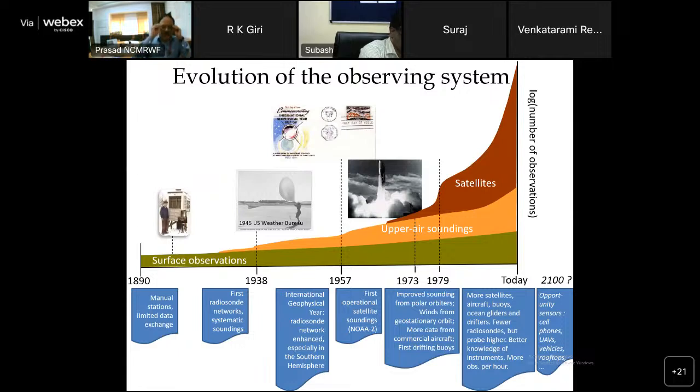If you run a global model, you require observations from all over the globe. This slide shows the evolution of observations, which started in the late 18th, early 19th century. A major boost came in 1973 when satellite data started coming, and this data volume increased exponentially.